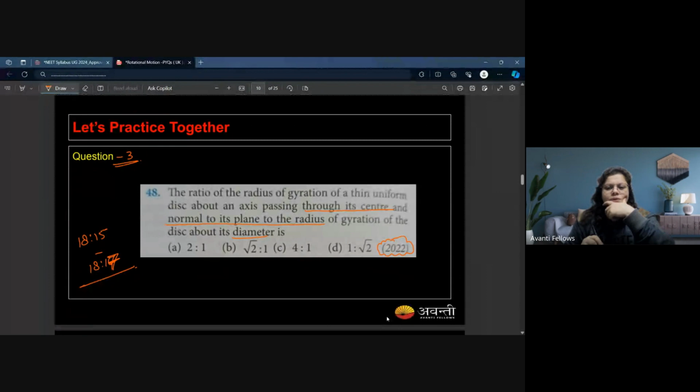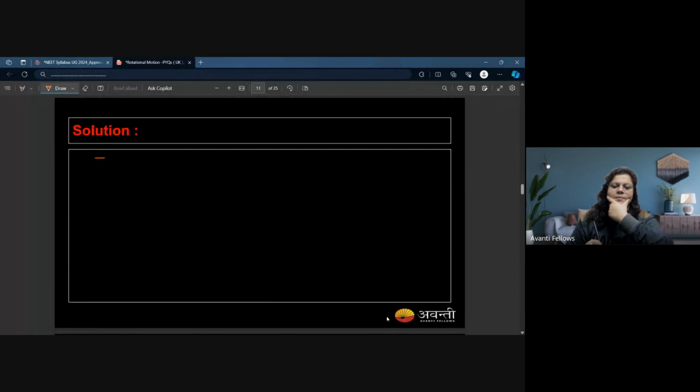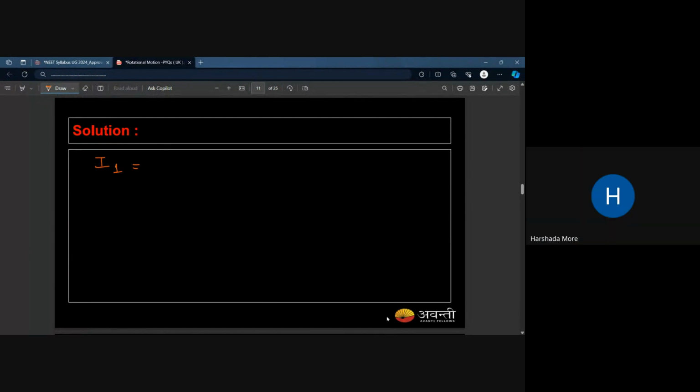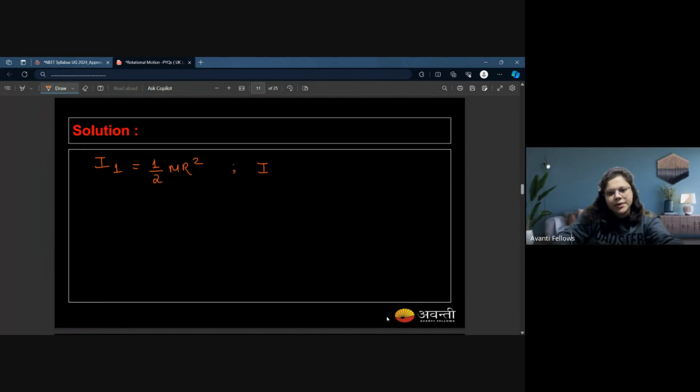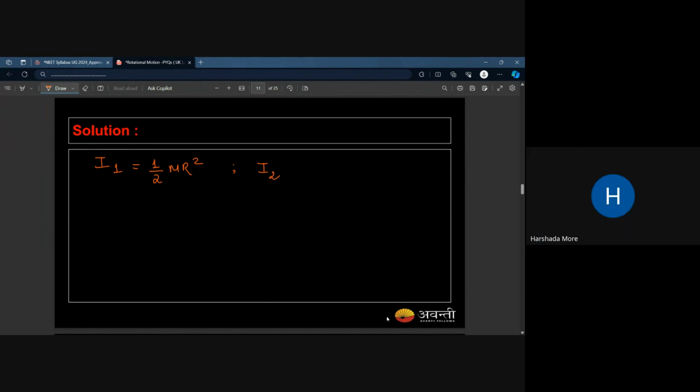Okay, so thin uniform disk. What is the moment of inertia when the axis of rotation is passing through the center of the disk? Half MR square. Exactly. About its diameter, 1/4 MR square. About its diameter, it is 1/4 now.